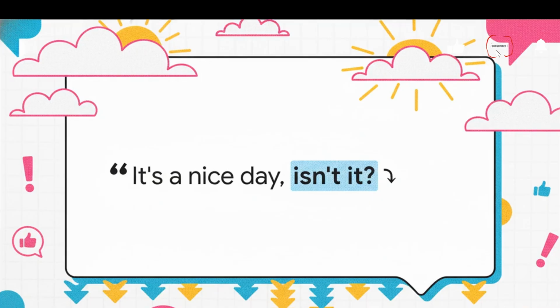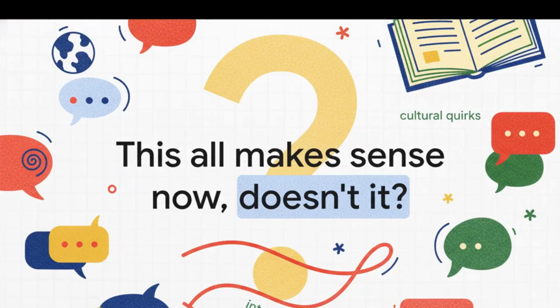But if your voice goes down at the end, "It's a nice day, isn't it?" It's not really a question at all. You're just making a statement and inviting the other person to agree with you. You're confident about it. You're just looking for that, yep. So there you have it. From a simple grammar rule to cultural quirks and the little subtleties of how we speak, the question tag is a small but really powerful part of the English language. This all makes sense now, doesn't it?